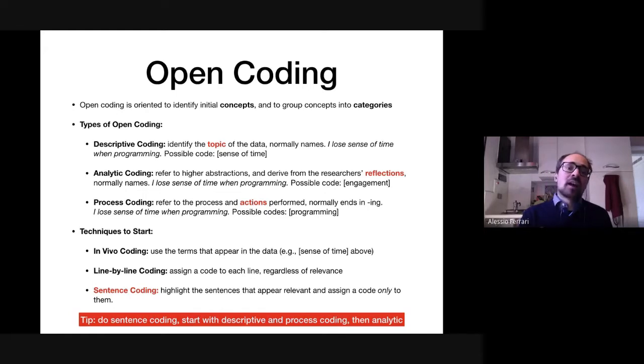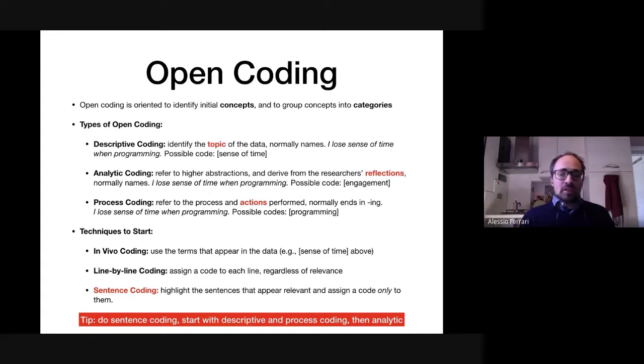There can also be a type of analytic coding. That is higher level from an abstraction standpoint and derived from the researcher's reflections on the code. For example, "I lose a sense of time when programming" can be coded in an analytic way with the term engagement, because here I can assume that the person loses track of time when programming because he's really engaged in the activity. It can be positively or negatively engaged, but the person is engaged. You understand that is more abstract than the simple sense of time.